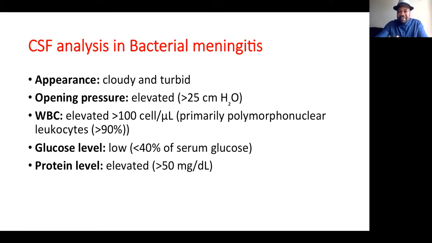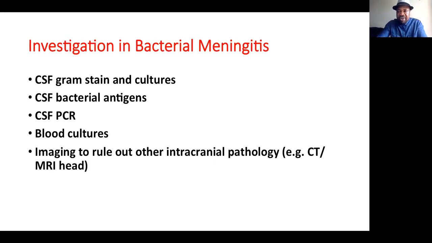And the white blood cell level will be elevated, more than 100 cells per microliter, but predominantly neutrophils. In more than 90% of cases, it's neutrophils. The glucose level in bacterial meningitis is low. It's less than 40% of the serum glucose, and the protein level is usually elevated. So that's the picture that you can see in a case of bacterial meningitis.